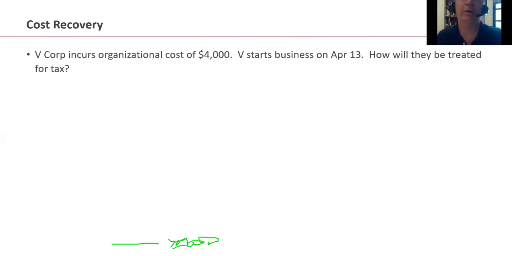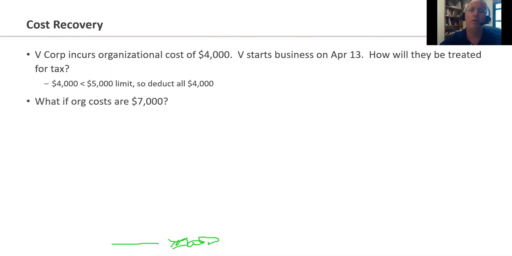V Corp incurs organizational costs of $4,000. They start business on April 13. How are they going to recover those organizational costs for tax? All right, so $4,000 is less than the $5,000 limit, so they are a small business. They just write off all $4,000, immediate deduction. Sweet. What if the org costs were $7,000?